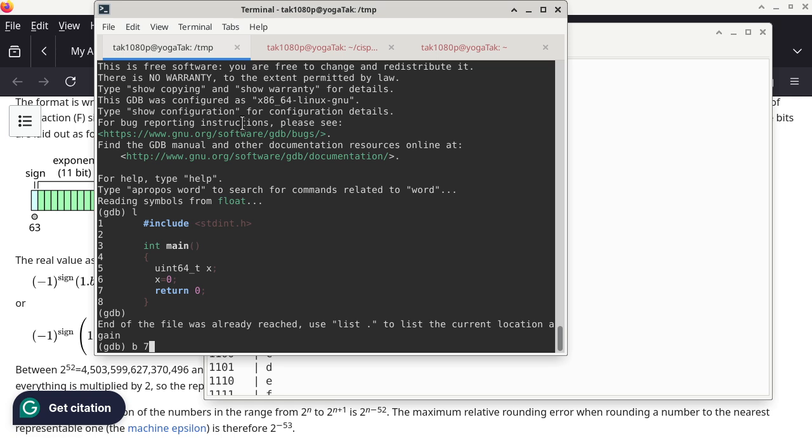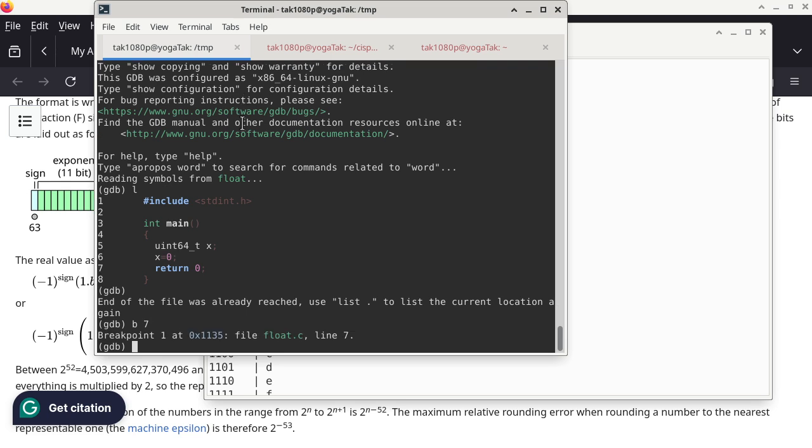Pausing means you can unpause it and continue execution. In this case, it really doesn't matter. So I just put a breakpoint here, and it will say breakpoint 1, then the next one is going to be 2, 3, 4, and so on, at this particular address in the file float.c, line 7. And then I'll run the program.